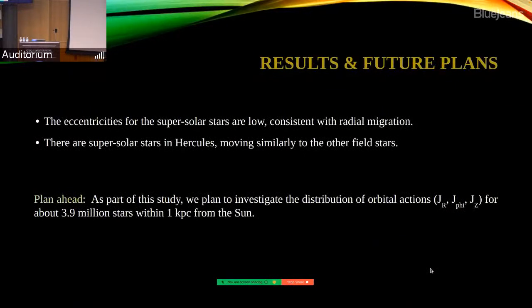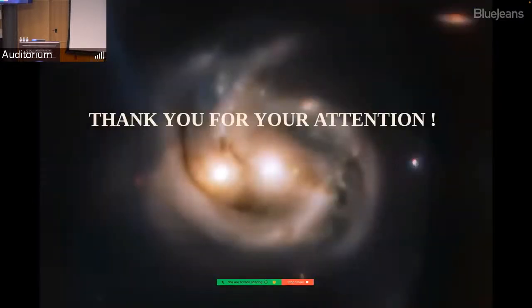So with this, the results of our work so far have been that the eccentricities for the supersolar stars are low, consistent with radial migration, and there are supersolar stars in Hercules moving similarly to the other field stars. Our future plan includes investigating the distribution of orbital actions for the same set of stars within 1 kpc from the Sun. Thank you so much for your attention.